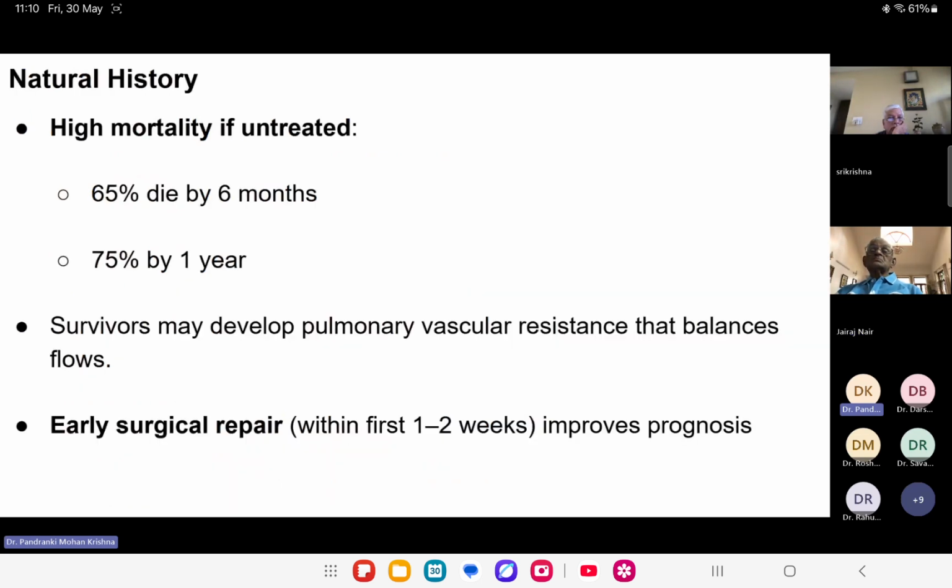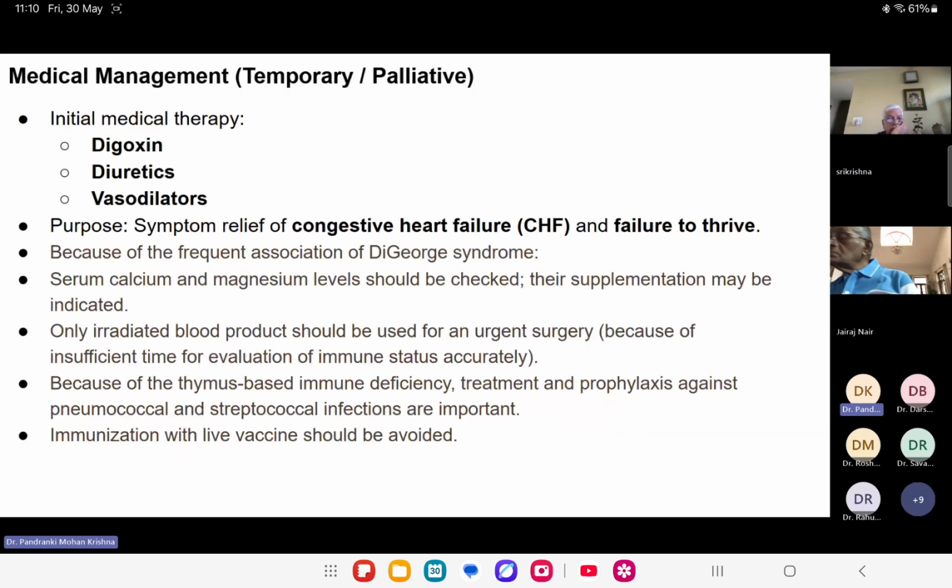Natural history: 65% die by 6 months and 75% by 1 year. The survivors may develop pulmonary vascular disease that balances flow for some time, and then later they will also succumb to death. Early surgical repair within the first 2 to 3 weeks improves prognosis. Medical management is usually supportive till the patient comes to the OT table. That's only heart failure medication, that is diuretics, digoxin, and vasodilators.